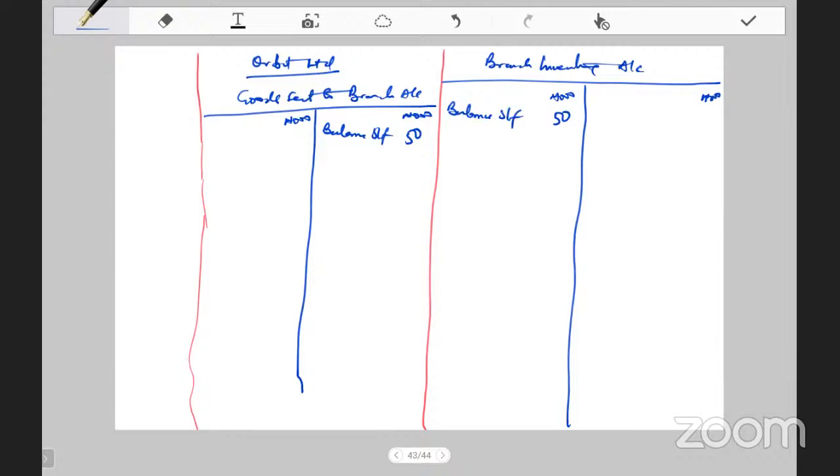Goods sent to the branch. What's the double entry? I debit my branch inventory account, goods sent. How much, please? 450. Then I credit my goods sent, 450. Next, do I have goods returned to head office by branch? What is goods returned to head office by branch?